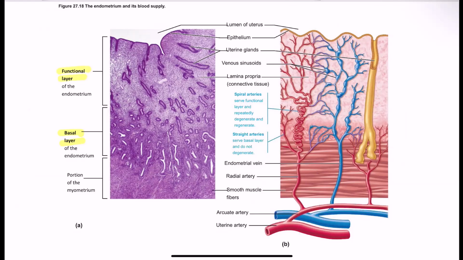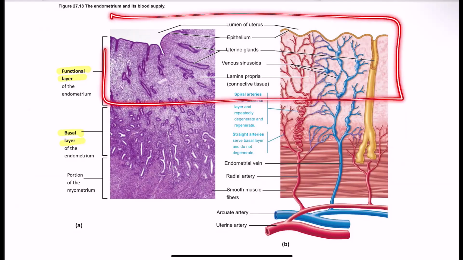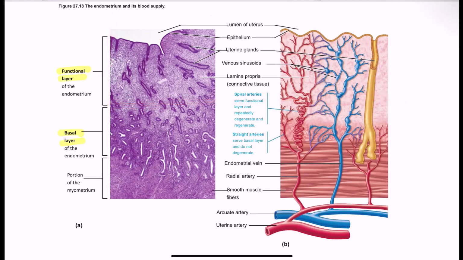And look at how much blood supply there is. They're called spiral arteries that repeatedly degenerate and regenerate over time, because we'll build up and prepare for fertilization. If fertilization happens, then this is where that fertilized egg will implant. But if that egg does not implant because it's not fertilized, then this whole layer will be shed during the process of menstruation. And again, more on that process later.